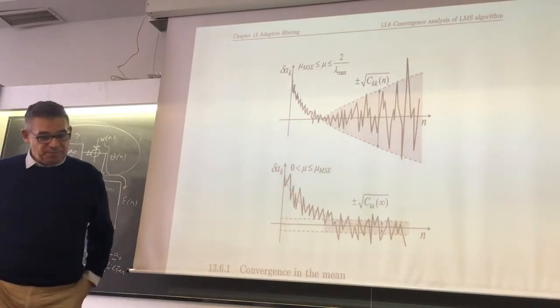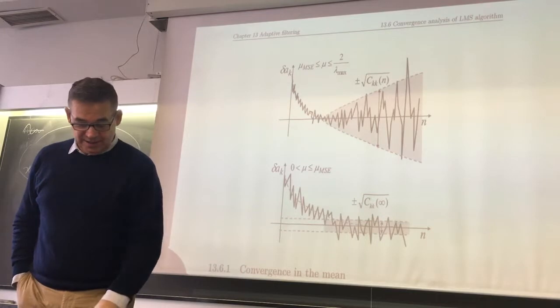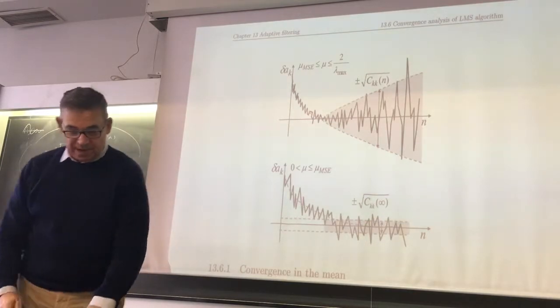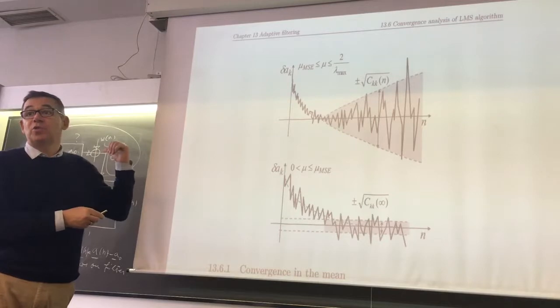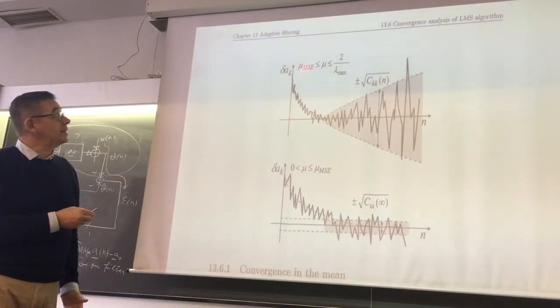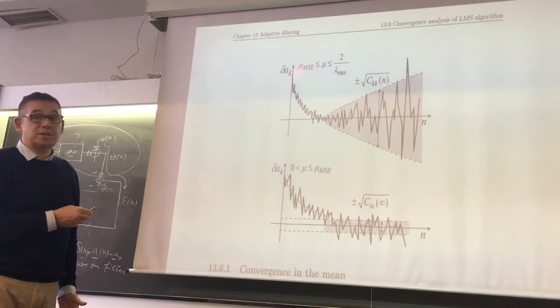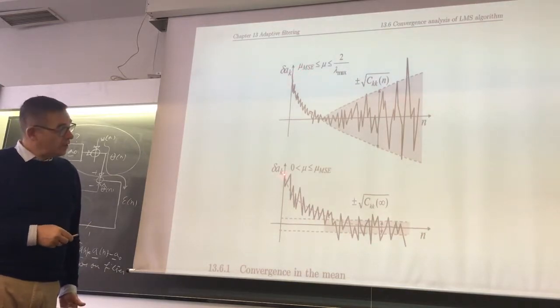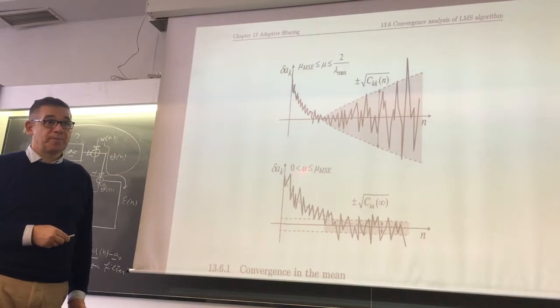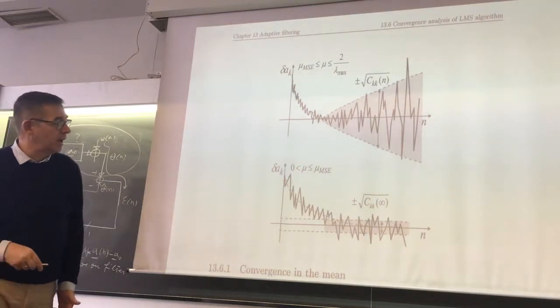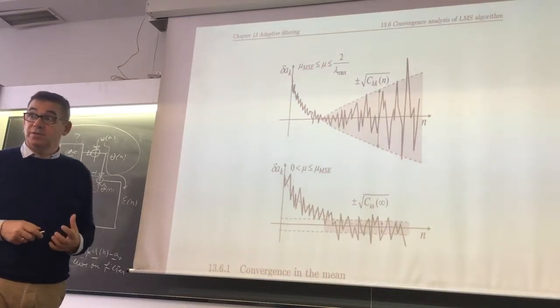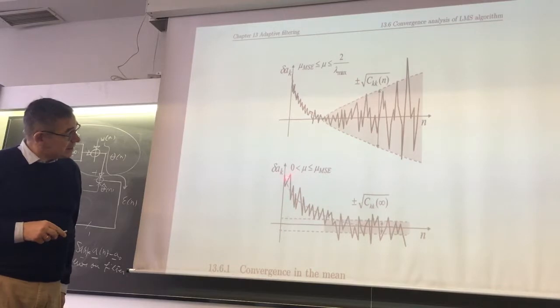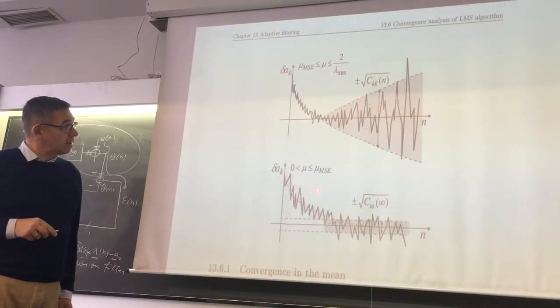So we can see that the convergence in the mean requires a mu factor smaller than 2 over lambda max, which is what we found before, and bigger than a certain mu mean square. The condition for the convergence in the mean square, the second one, you can read there, is smaller than the convergence in mean, so it's more restrictive. But it guarantees that this is bounded.